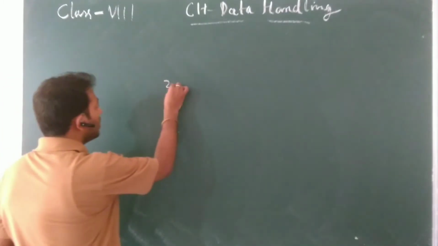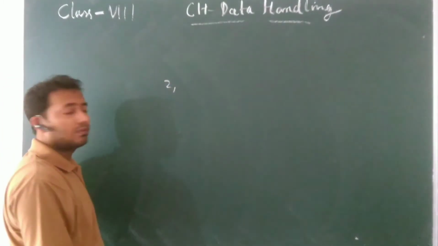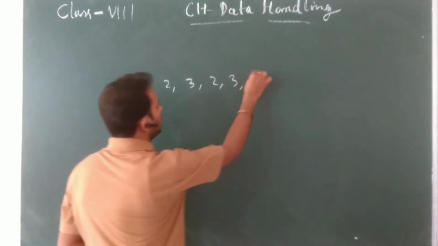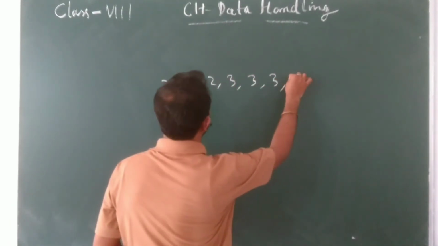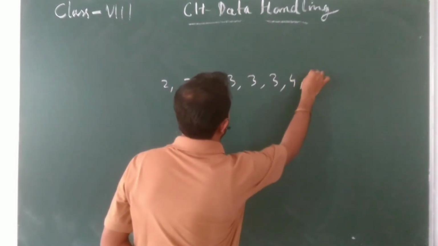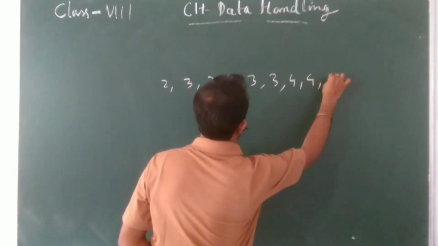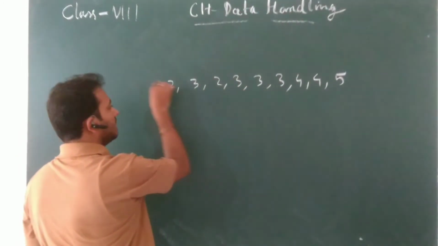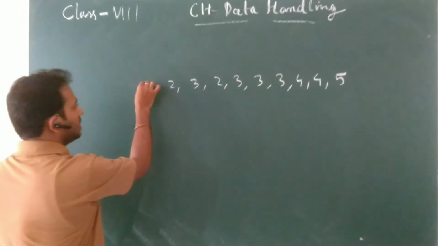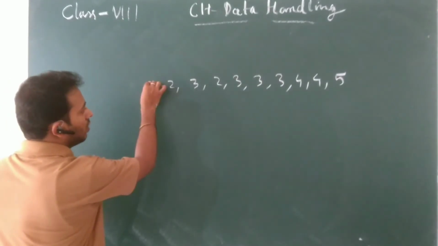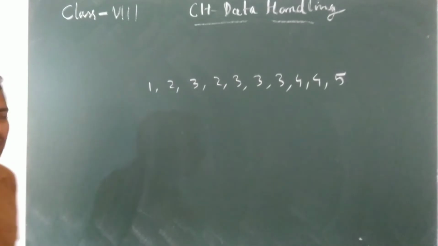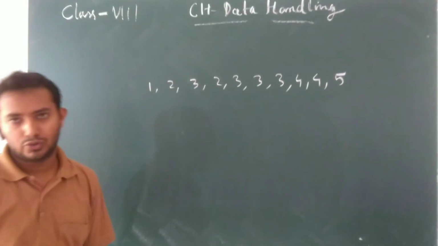So here are 10 students' marks out of 5. We will take 2, 3, 2, 3, 3, 3, 4, 4, 5, and we take one more, that is 1. Okay. Now we need to make a frequency distribution table.